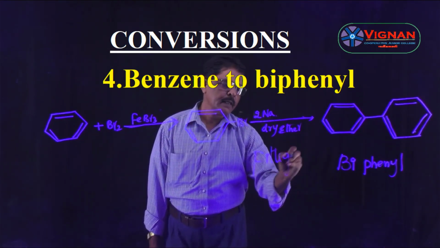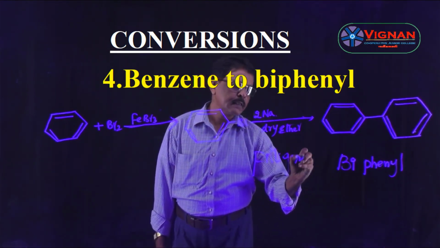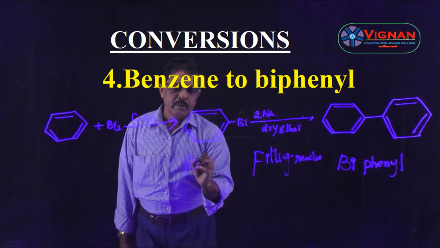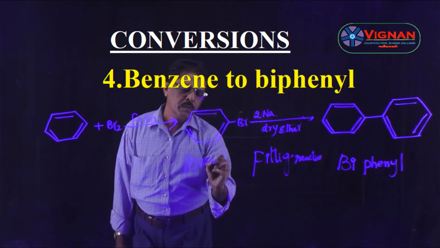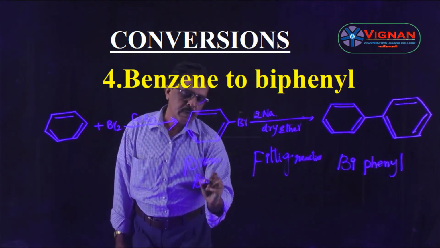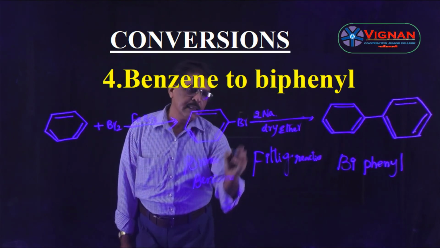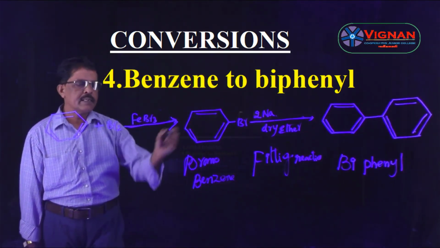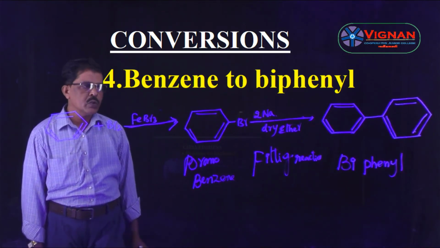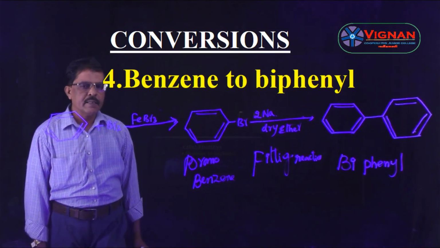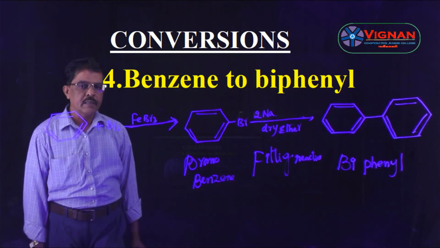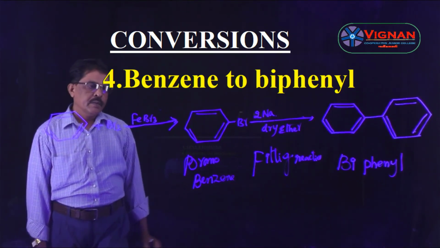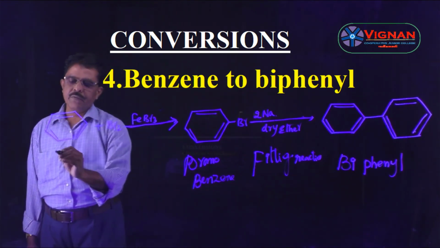Fittig reaction means here bromobenzene is heated with 2 moles of sodium. Bromobenzene is heated with 2 moles of sodium in the presence of dry ether and gives biphenyl. This is a very important named reaction. So this bromobenzene can be obtained from benzene.